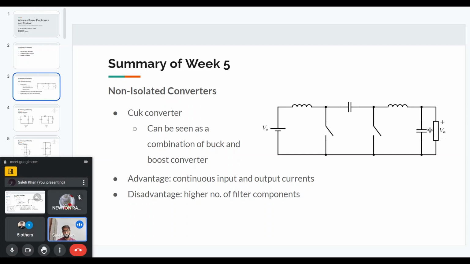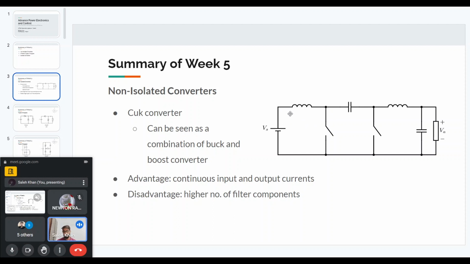But the question is, if we have the normal buck-boost converter, why do we require another buck-boost converter? The answer is that it has certain advantages over the conventional buck-boost converter. Because of the inductors on the input side and the output side, the input and output currents are continuous.